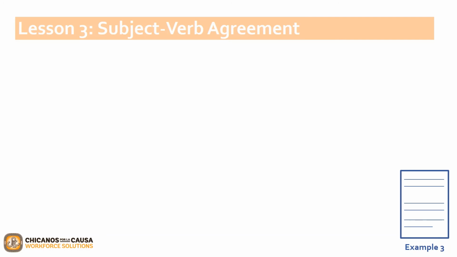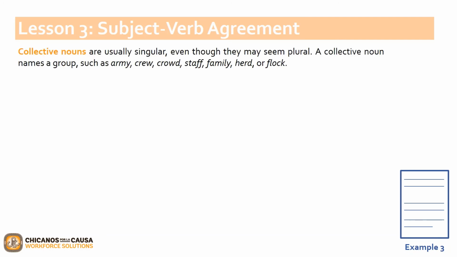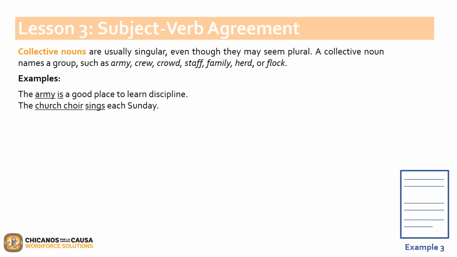Collective nouns are usually singular even though they may seem plural. A collective noun names a group such as army, crew, crowd, staff, family, herd, or flock. Examples of this would be, the army is a good place to learn discipline, or the church choir sings each Sunday.